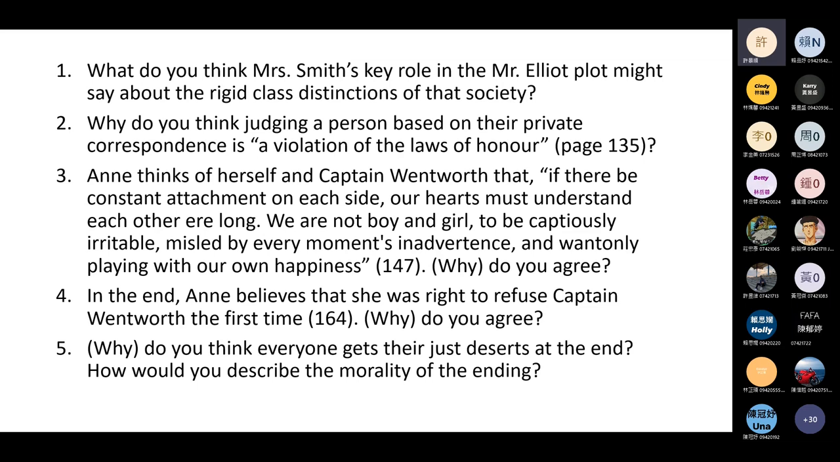So especially for a woman like Anne, who cares so much about doing the right thing, I think she made the right choice. I agree with her analysis. In these four situations, according to Anne's personality, I think she would be happier if she followed Lady Russell's advice, which is exactly what she did. Okay, questions about number four.